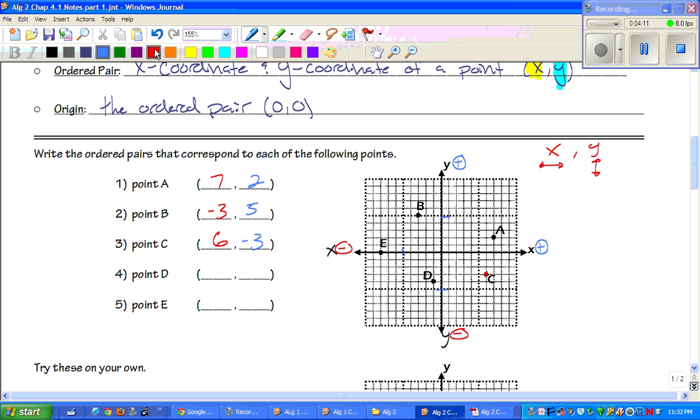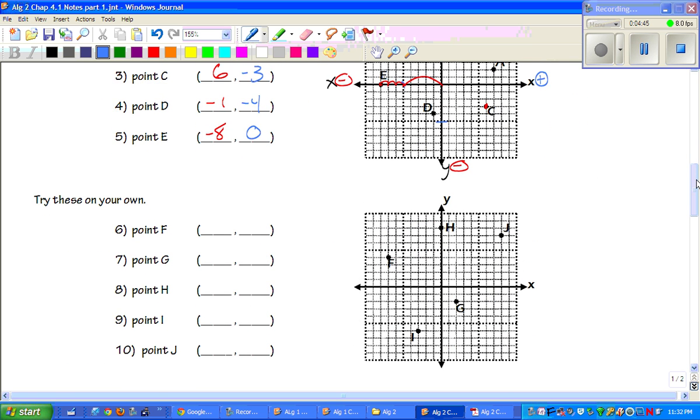Are you guys starting to get a hang of this? All right, D, we have to go 1 to the left. That's -1. And then we have to go down 1, 2, 3, 4. And we're going down, so that's negative. All right. And E. We have to go to the left, so that's -5, 6, 7, -8. And did we go up or down? No, so it's 0. All right, try these on your own. Go ahead and pause the video, and let's see how you do.